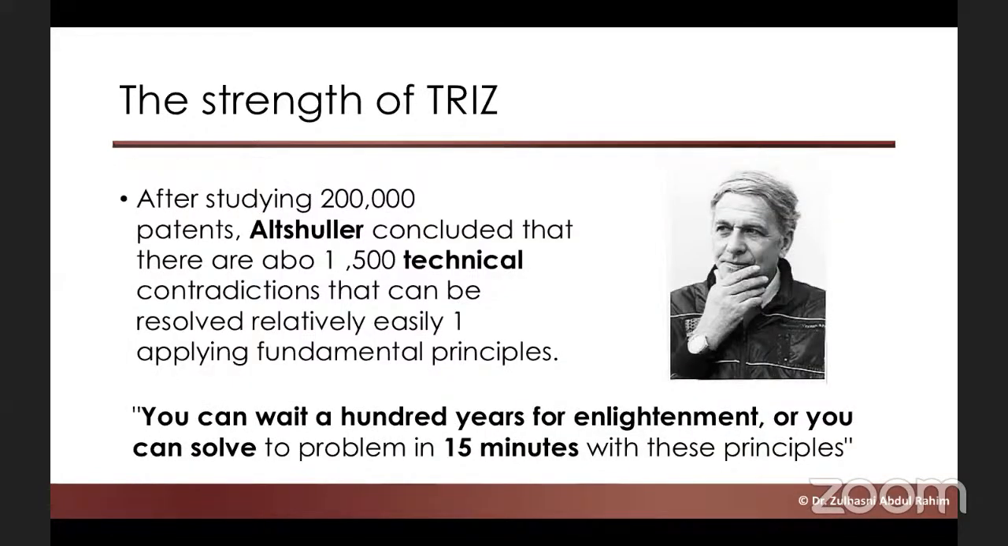Altshuller studied about 200,000 patterns, and then he found 1,500 what he called technical contradictions. A technical contradiction is an engineering problem that is complex and high value for us to solve, to create more value from a new technology or new kind of application. Altshuller challenged engineers with this statement: you can wait 100 years for enlightenment, or you can solve a problem in 15 minutes with this TRIZ principle. This challenge was given by Altshuller to engineers all over the world.